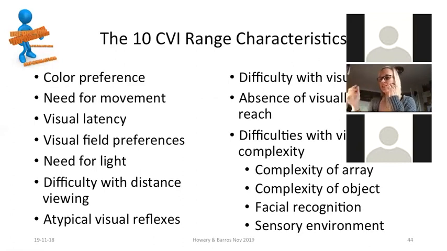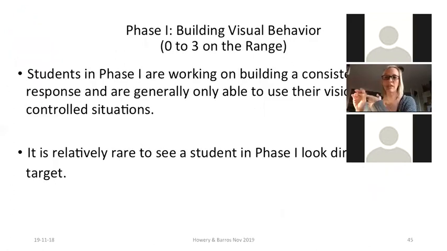And then, as I was saying about the phases on the next screen, if you do the CVI range assessment and the number comes out between a 0 and a 3, we would say they're in phase 1.